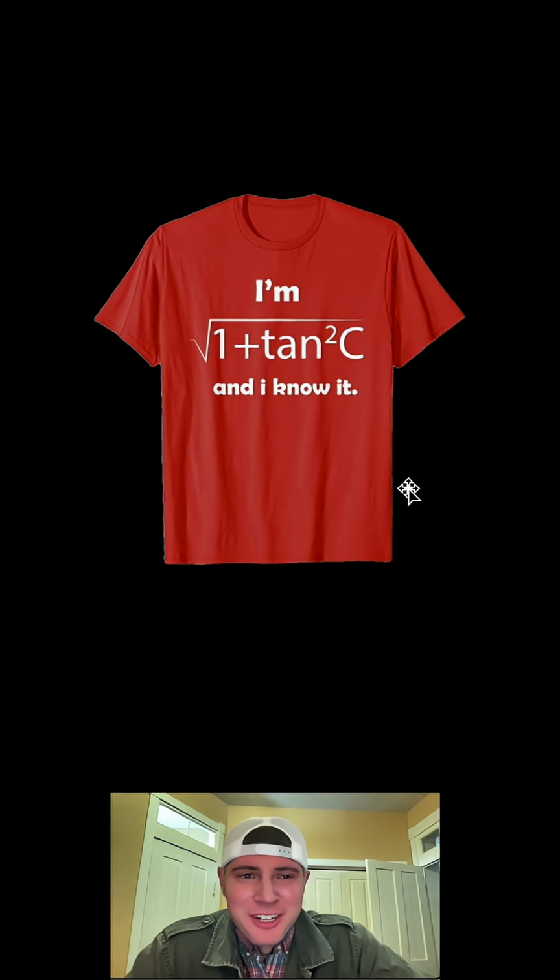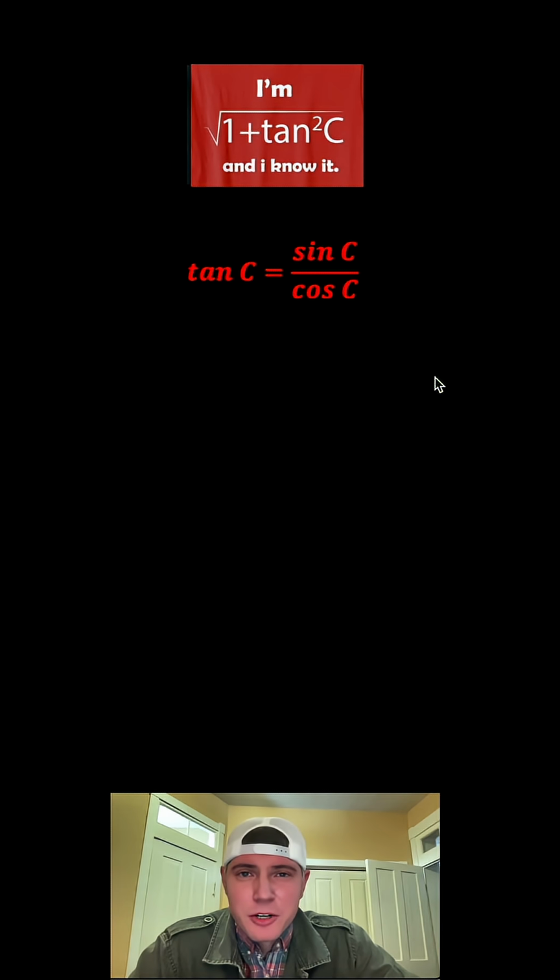Hey guys, this looks like a fun one. This t-shirt says "I'm square root of 1 plus tangent squared c, and I know it." I'm thinking there's a hidden message in here. First thing I'm noticing, it has a tangent of c in there. Tan c is a trig function that's equal to sine c over cosine c.